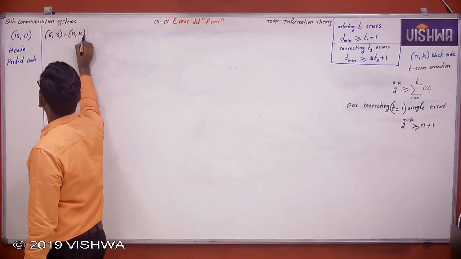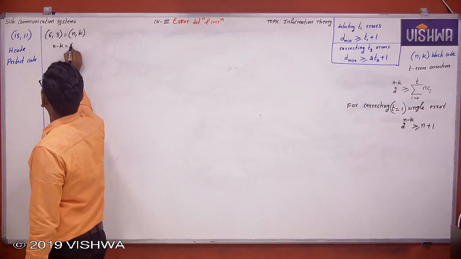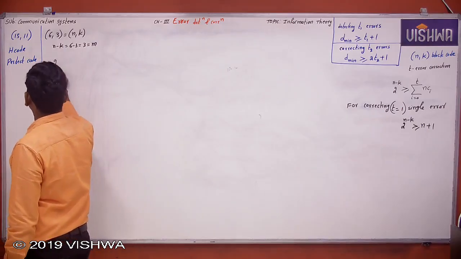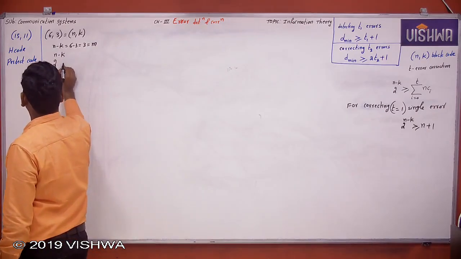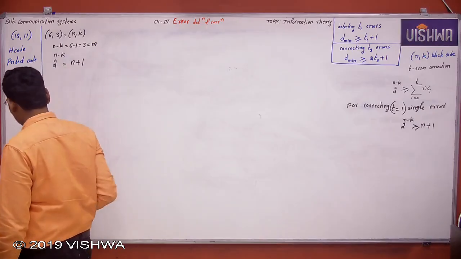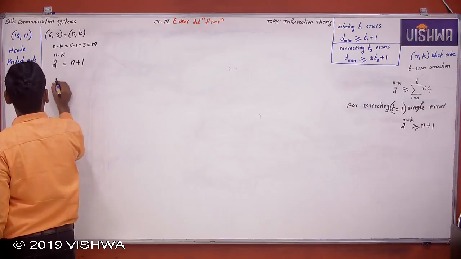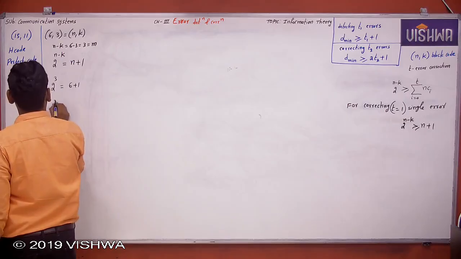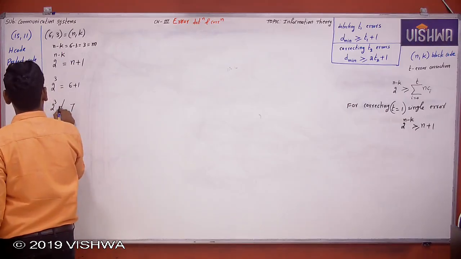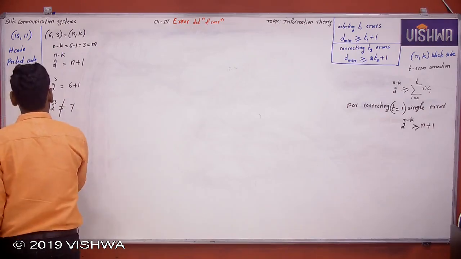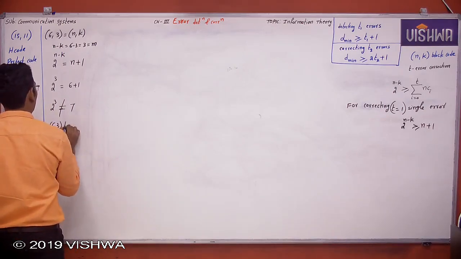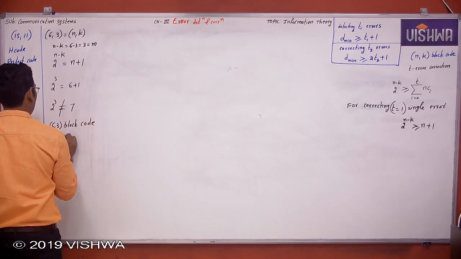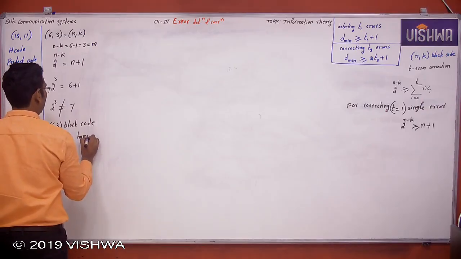This is n comma k. n minus k is equal to 6 minus 3, which is equal to 3, which is m. What is the condition for a Hamming code? 2 power n minus k should be exactly equal to n plus 1, the equality condition. Therefore 2 power n minus k, which is 2 power 3, should equal n plus 1, which is 6 plus 1, which is 7. It does not satisfy the equality condition. Therefore the 6 comma 3 block code is not a Hamming code.